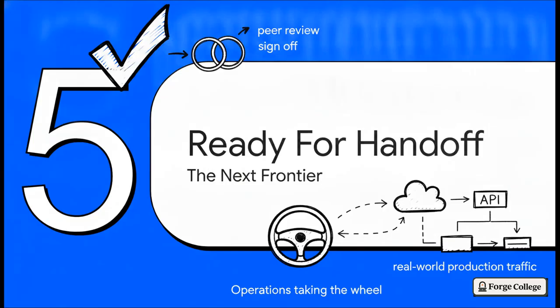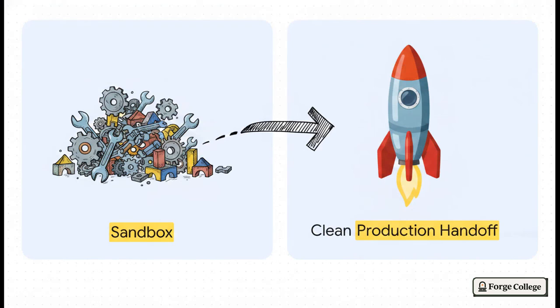Bringing us to Section 5, ready for handoff, the next frontier. Once you've passed all your validations and that peer review is signed off, your capstone is officially complete. You can finally take a breath. We've successfully transitioned out of that chaotic, highly iterative building phase of the developer sandbox right into a clean, strictly documented production handoff. Operations takes the wheel from here, and your API is officially ready for real-world traffic.